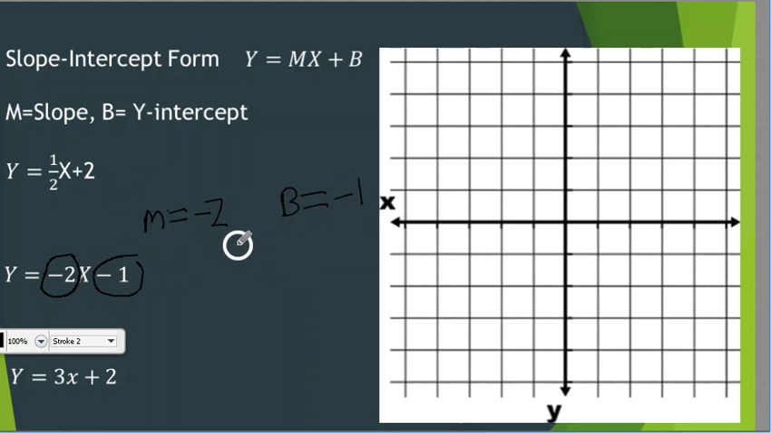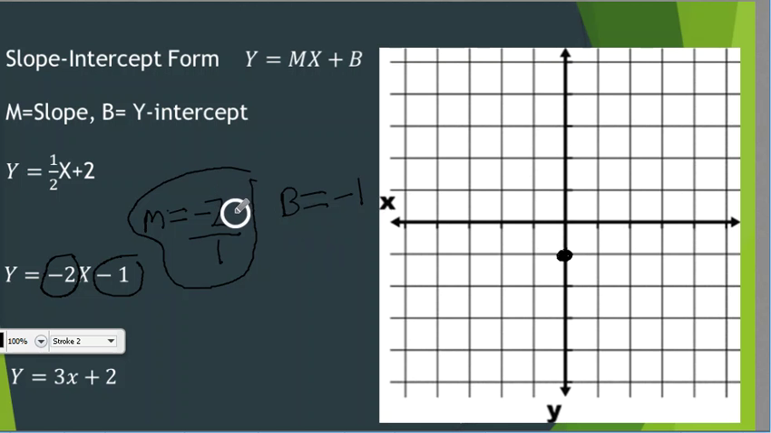Remember slope is always a fraction of the rise over the run. So to make a whole number a fraction, you would put it over 1. I can actually graph this line using slope-intercept form because I know that it crosses the y-axis at -1. So that gives me 1 point on the line. And then I can use my slope to help to tell me how to move from this point to get to another point on the line.